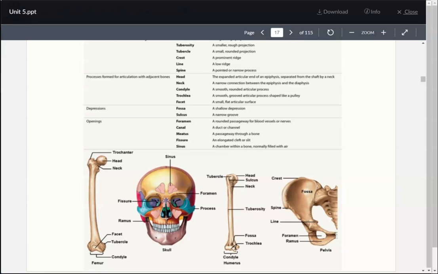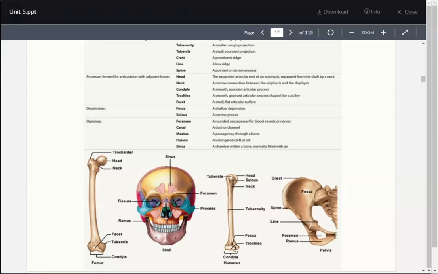Canals are going to be ducts or channels. Meatuses are passageways through the bone. Fissures are elongated clefts or slits. There's a fissure right here in the orbital socket. And then sinuses are chambers in a bone that are hollow, and they're typically filled with air. We find sinuses frequently in your facial bones.